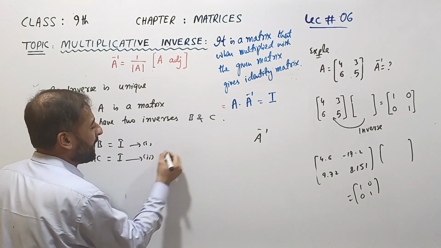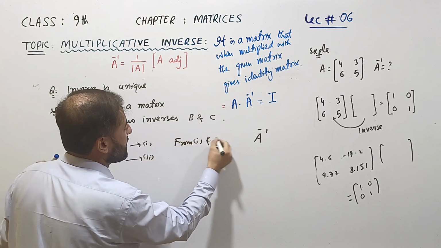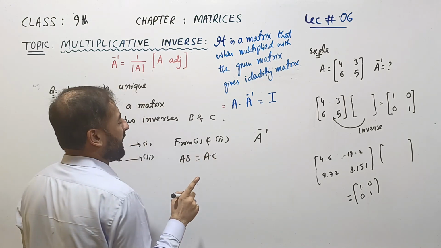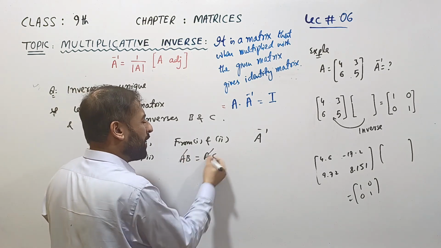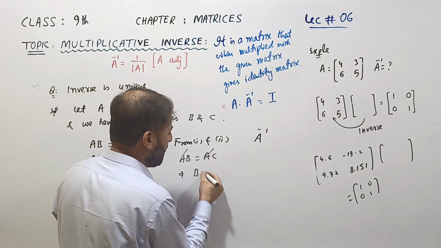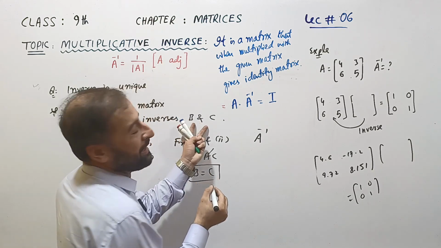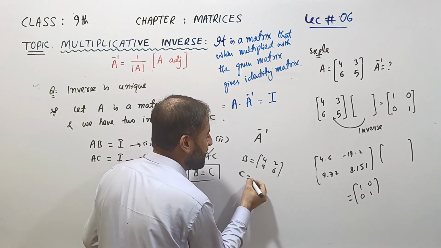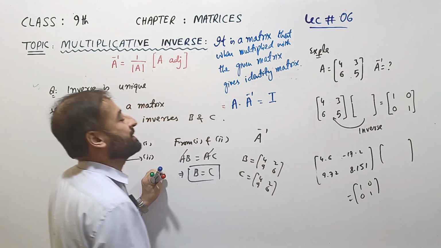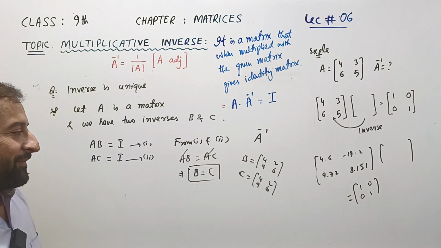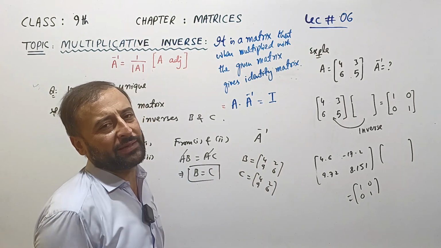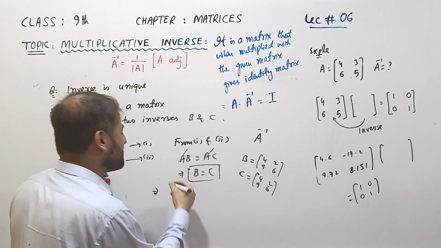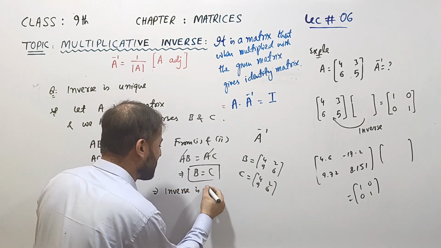Compare 1 and 2. From 1 and 2, we have AB is equal to AC. Cancellation law holds in matrices, or we say multiplying both sides by the inverse. So B is equal to C. B and C are equal. It means they represent the same matrix. One matrix written twice. So if two things are equal, we say it is unique. B and C here represent the inverse. So we say that inverse is unique.